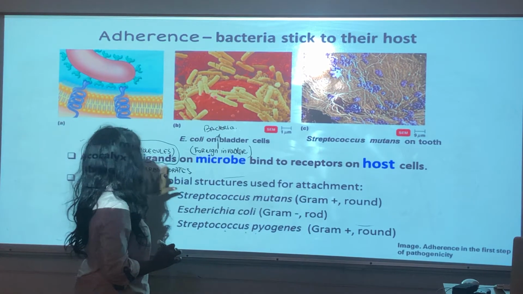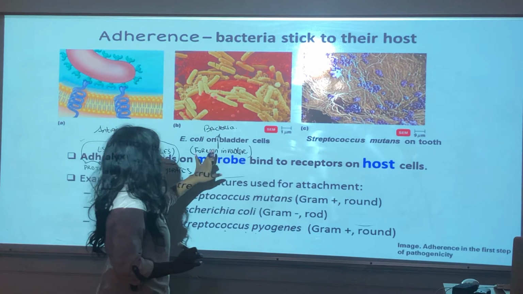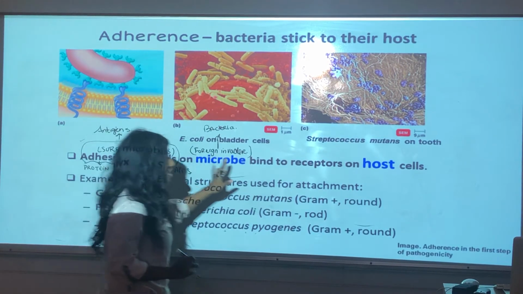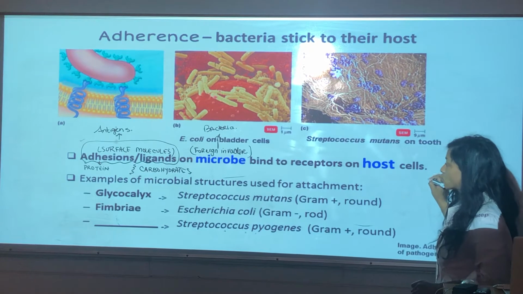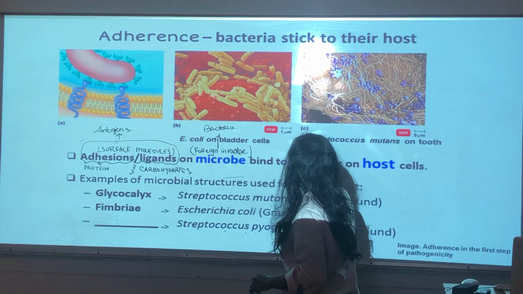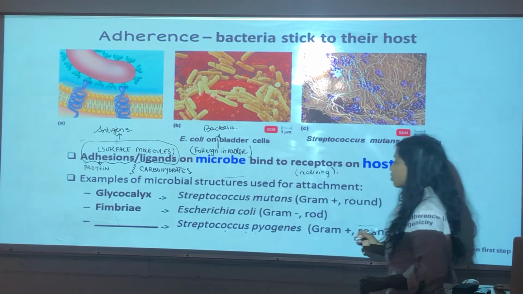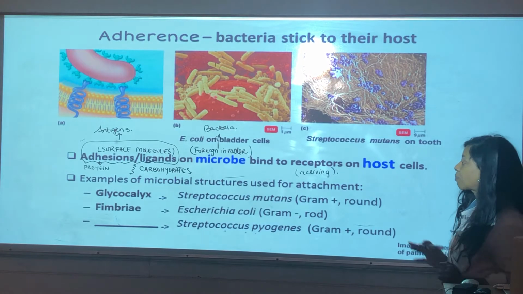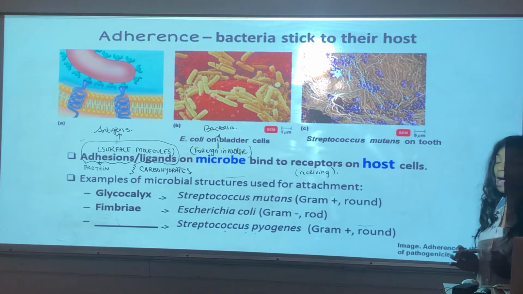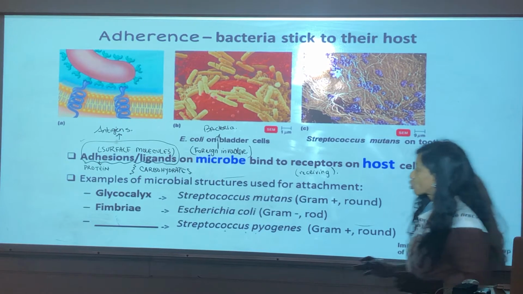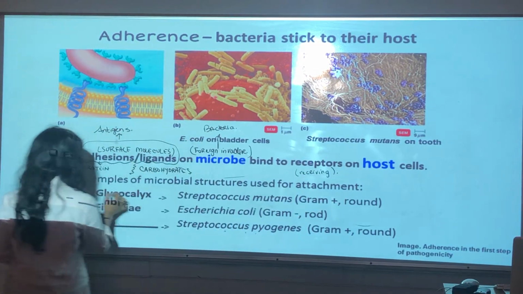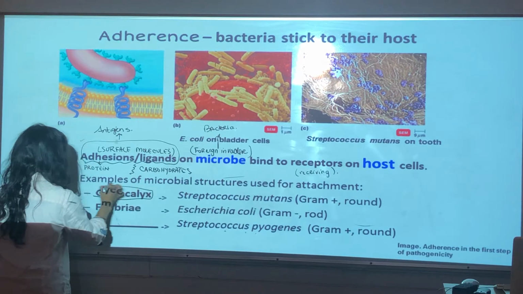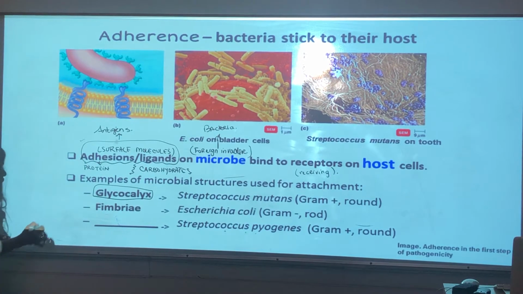So the microorganism has these molecules, and they stick to the receptors on host cells. Think of the receptors as receiving areas. They're going to receive the foreign invader, so they attach together. There are different examples of attachment points for our bacterial invaders. For Streptococcus mutans, they have glycocalyx. So is glycocalyx made of a protein or carbohydrate?